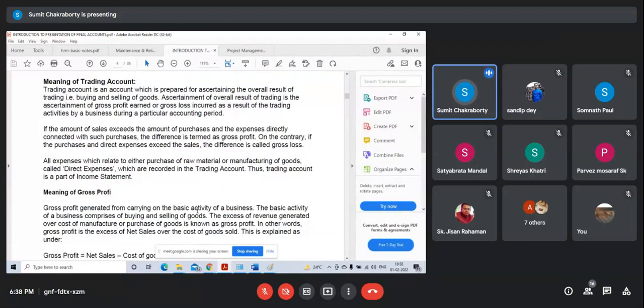So the cost of manufacturing or cost of goods sold is also included in the trading account. Ascertaining overall results of the trading is ascertaining the gross profit earned or gross loss incurred as a result of trading activities by a business during a particular accounting period. If the amount of sales exceeds the amount of purchases and expenses directly connected with such purchases, the difference is termed as gross profit. On the contrary, if the purchases and the direct expenses exceed the sales, the difference is called the gross loss.